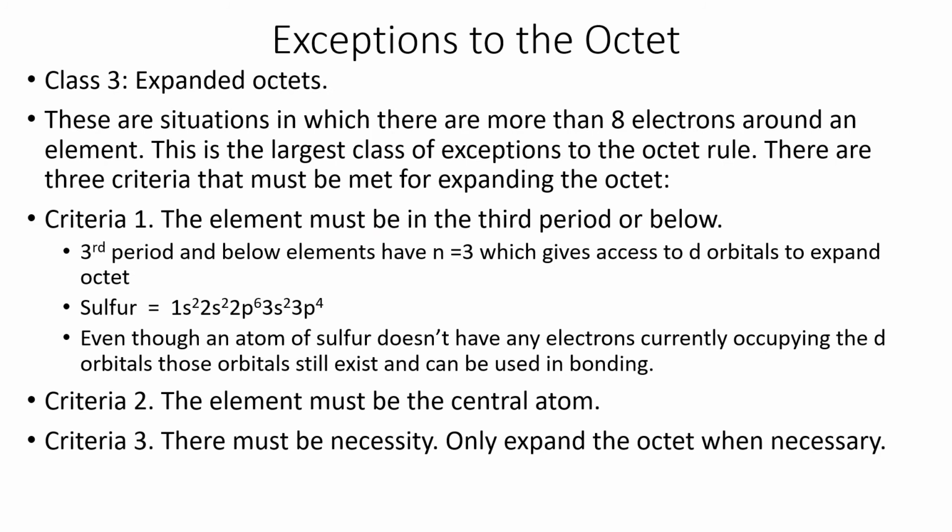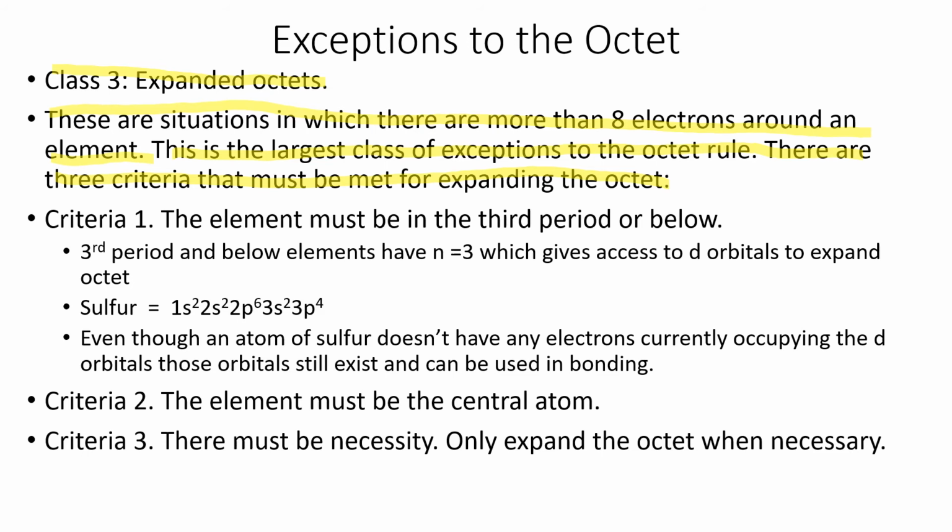So the next category of exceptions to the octet are expanded octets. And these are going to be situations where there are more than 8 electrons around an element. So this is the largest class of exceptions to the octet rule. You see these fairly frequently. The deficient octets and the odd number of electrons you only occasionally see, but you run across these expanded octets all the time.